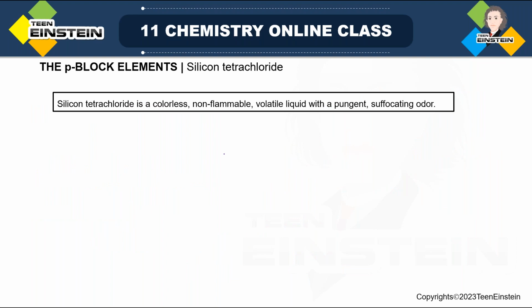Silicon tetrachloride. That is the next compound after silicon carbide. Silicon tetrachloride has a simple structure, not a large network structure like this. SiCl4 is colorless, non-flammable, and a volatile liquid. It is a liquid with a pungent, suffocating odor.